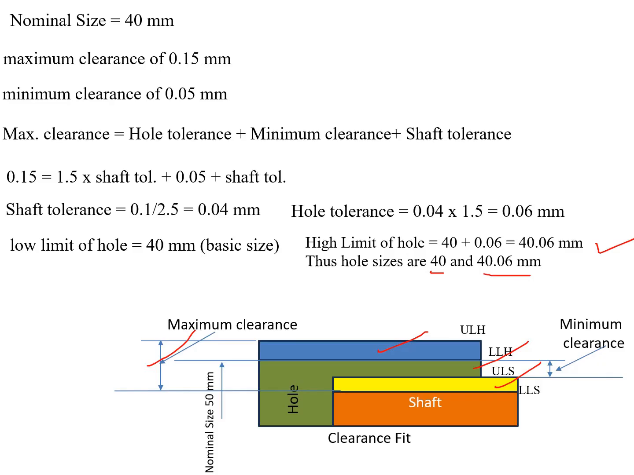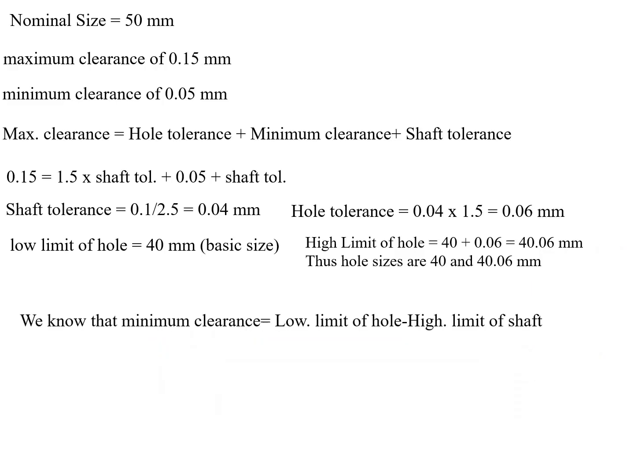Next we will determine the limits for the shaft. For this we will use one more relation, that is, the minimum clearance. We know the minimum clearance equals the lower limit of the hole minus the higher limit of the shaft. Here we know the minimum clearance as well as the lower limit of the hole. Then the higher limit of the shaft equals the lower limit of the hole minus the minimum clearance, that is, 40 minus 0.05 mm. So the higher limit of the shaft equals 39.95 mm.